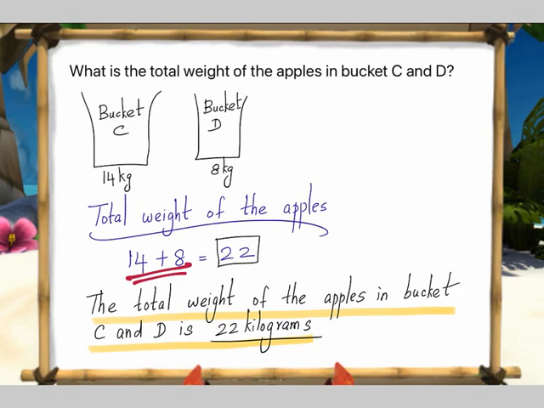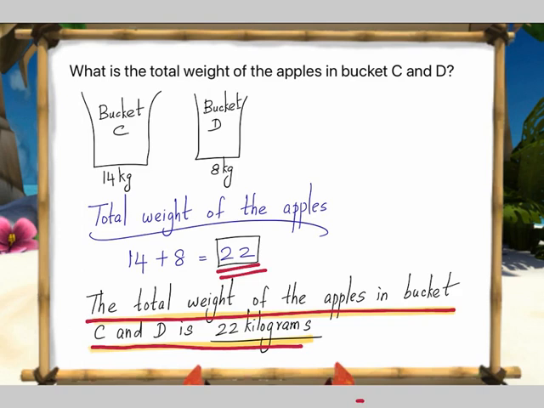When we add 14 and 8 together, we got 22. Okay, so 14 is the weight of bucket C and 8 is the weight of bucket D. Okay, so since we found 22, it must be 22 kilograms. The statement for this question is, the total weight of the apples in bucket C and D is 22 kilograms.